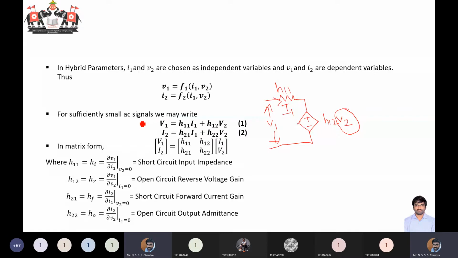And now based upon the equation 2, I told you that we can consider this equation as a KCL equation in which I have two current sources. One current is I2, the other current is H21 into I1. So for this what we have done, we have considered that there is an incoming current I2 which is dividing into two parts.